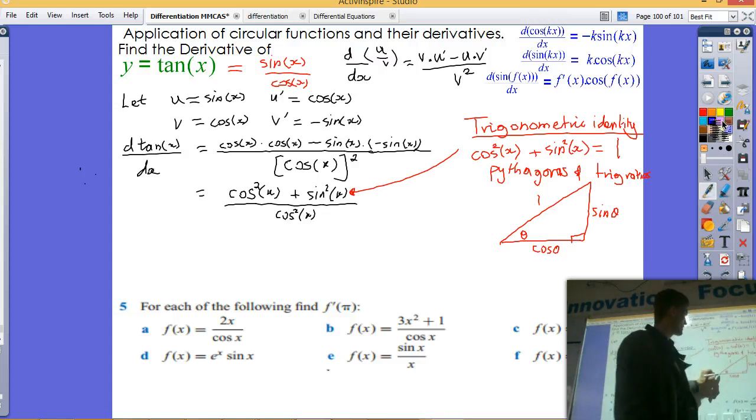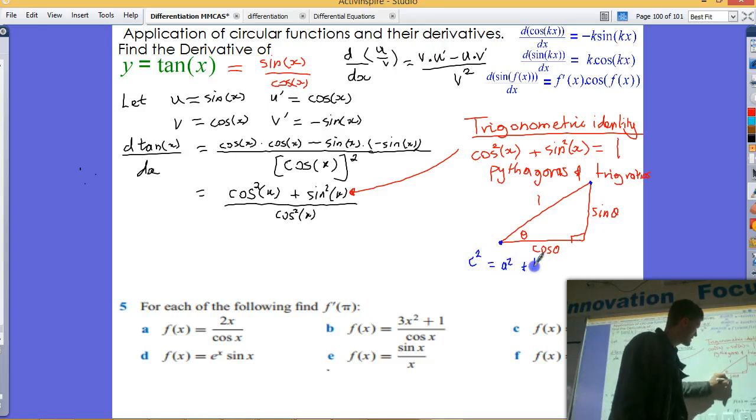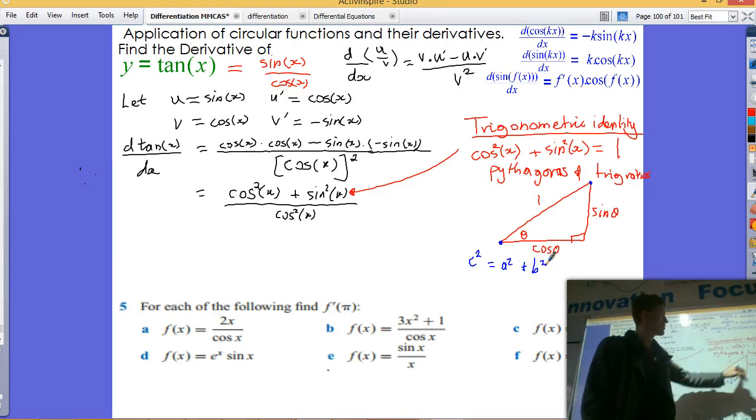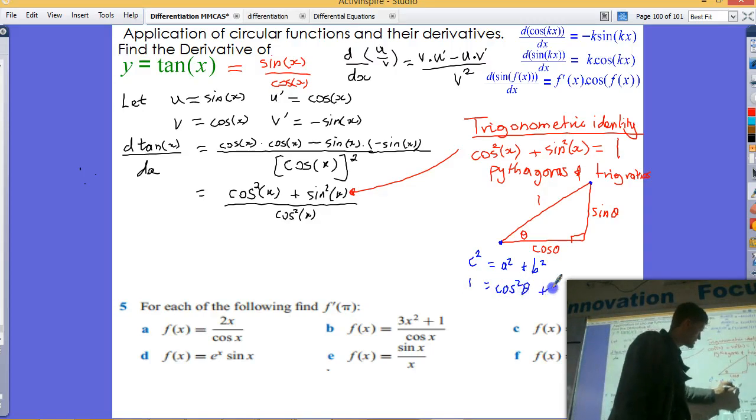Okay, now if I draw on Pythagoras' theorem, it says the longest side of the triangle, the hypotenuse, is labelled c, and then c squared is equal to a squared plus b squared. From that, drawing on the sides of the triangle, I have 1 is equal to cos squared theta plus sine squared theta.